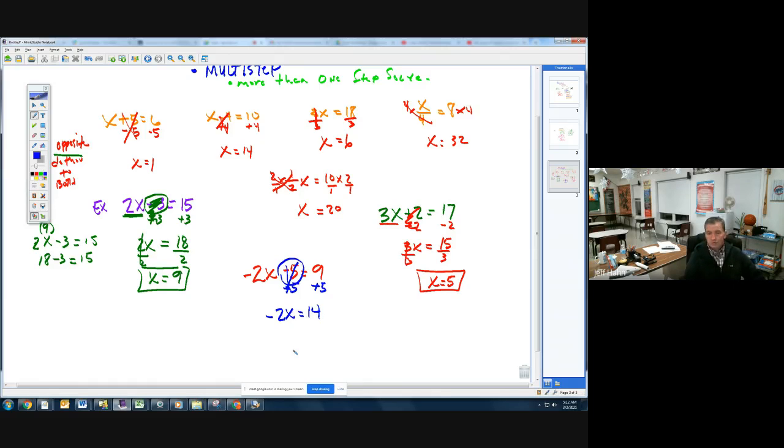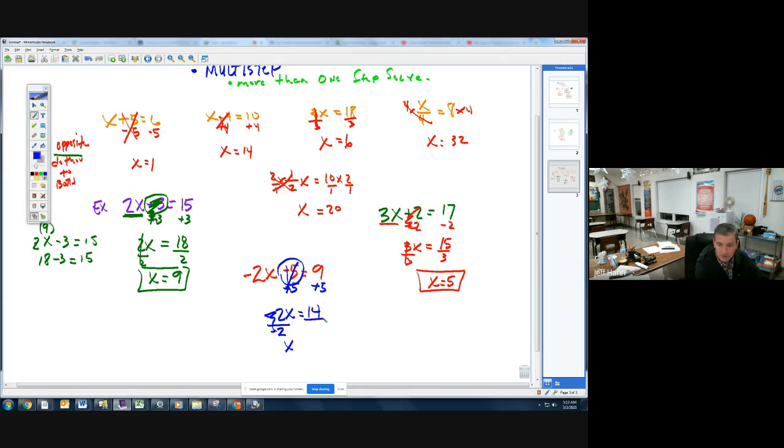Now here's kind of a new little twist. Whatever is in front of the x is what I'm going to divide by, and I want my x always to be positive. So I need to divide by a negative 2. If there's a negative number in front of the x, you divide by that negative number, because a negative divided by a negative makes a positive. So this goes away and I'm left with my x.